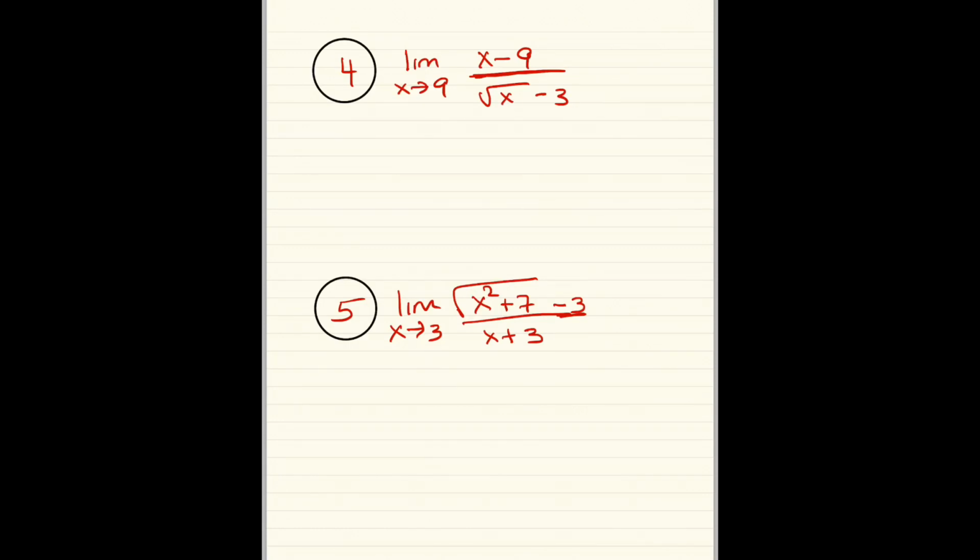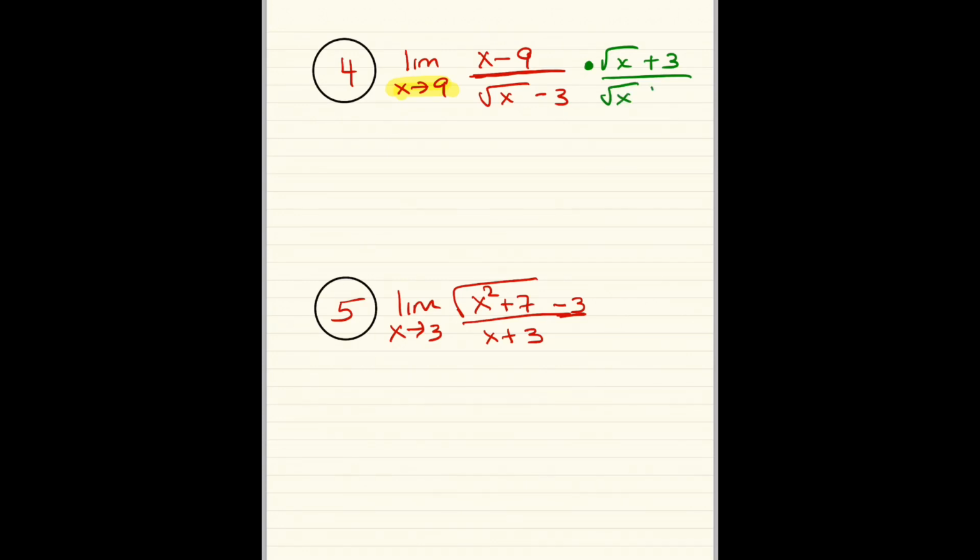So let's plug in the 9. X approaches 9. So let's see what happens here. 0 over square root of 9 is 3 minus 3 is 0. So you get 0 over 0. Okay, so what do I do here? Well, what I'm going to do here is I'm going to multiply this by its conjugate. So instead of radical x minus 3, I'm going to multiply by radical x plus 3.